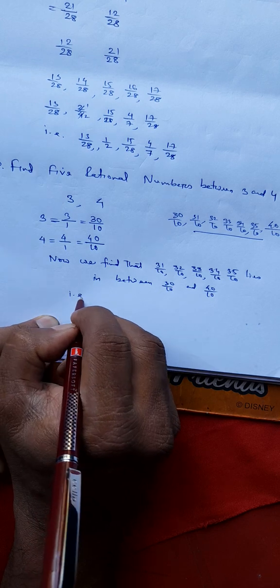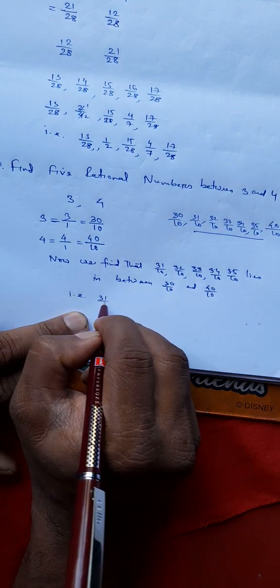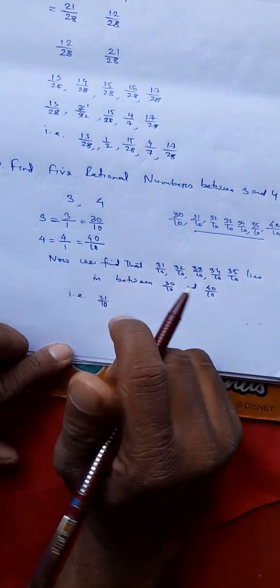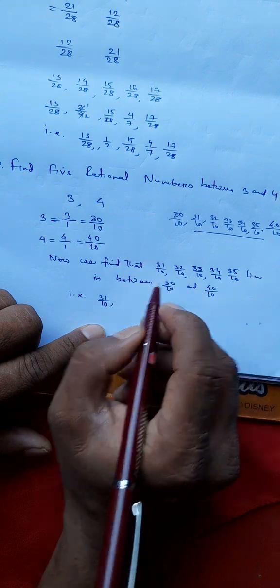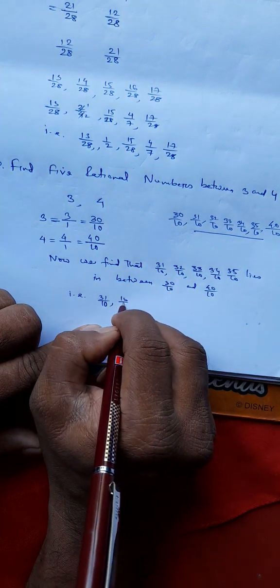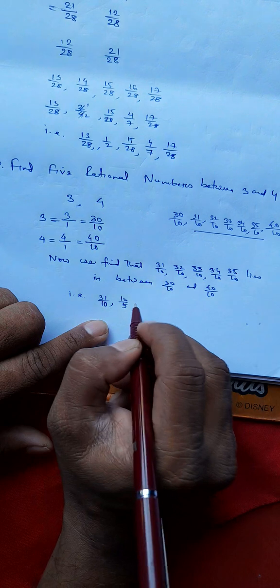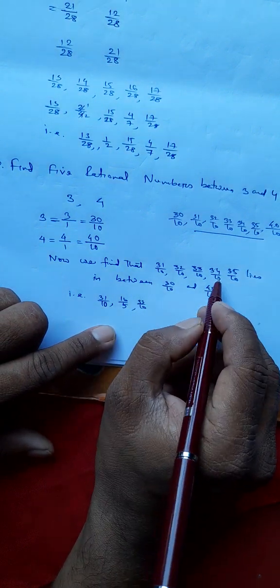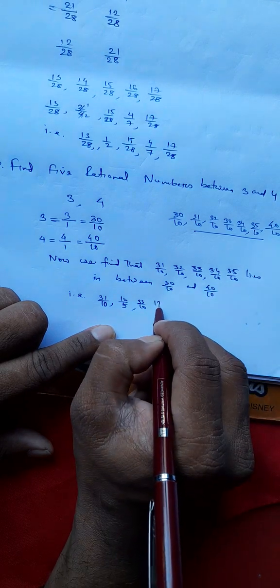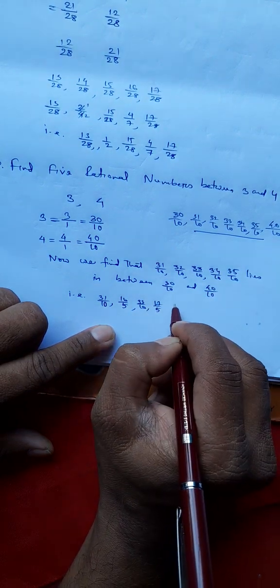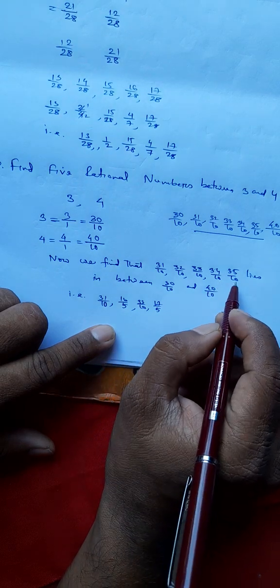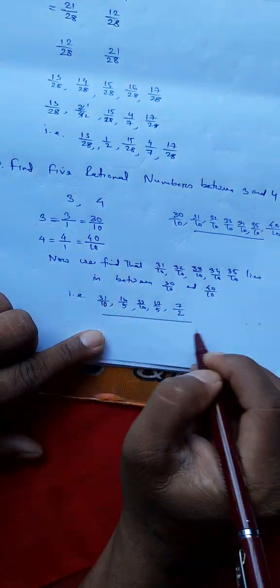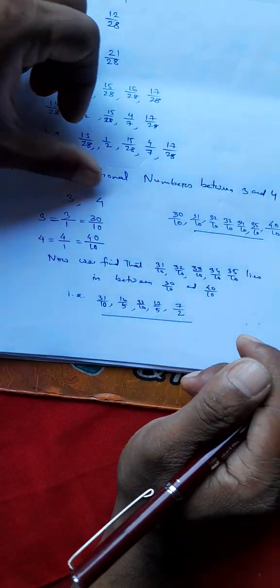Now 31 by 10 you cannot convert into lowest terms. They are co-prime numbers. 32 by 10, they are divisible by 2, giving 16 by 5. 33 by 10 will remain the same, they are co-prime. 34 by 10, they are even numbers, divisible by 2, giving 17 by 5. 35 by 10, they are divisible by 5, giving 7 by 2. These are the numbers in between 3 and 4.